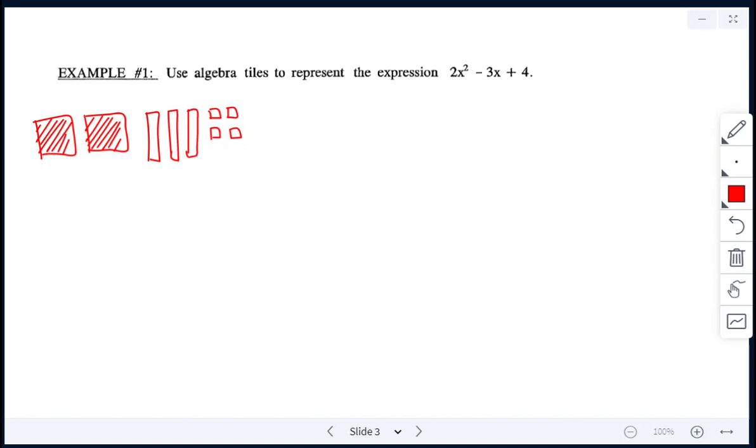So this is what it would look like using algebra tiles. Again here, the two large ones would have to be shaded. I forgot to shade these. Shaded is positive. So these two represent the 2x squared. These 3 rectangles represent the -3x. And these 4 shaded small squares represent the +4.